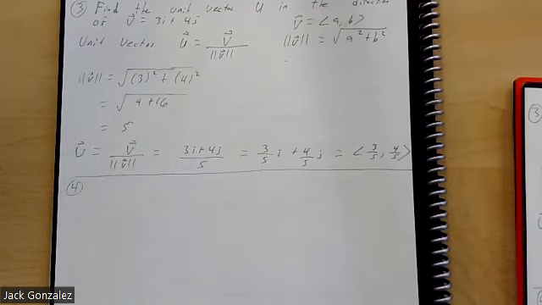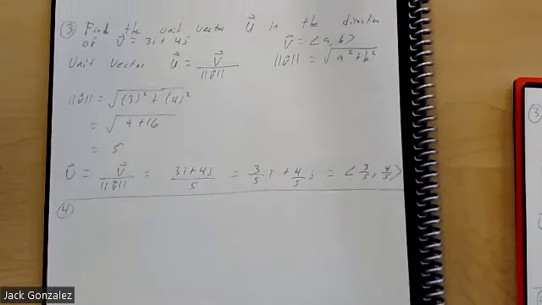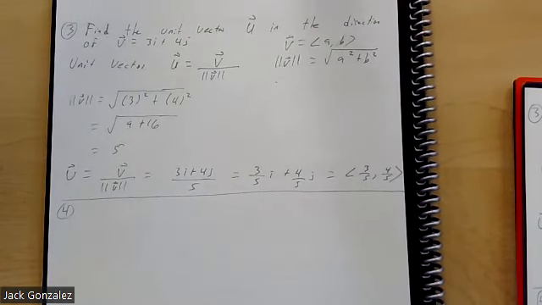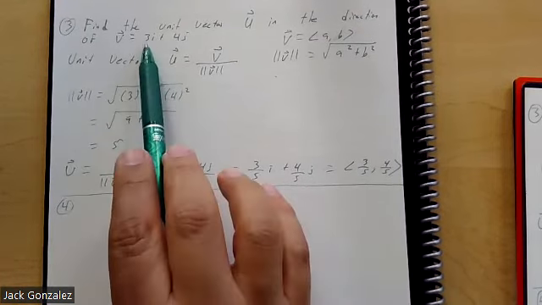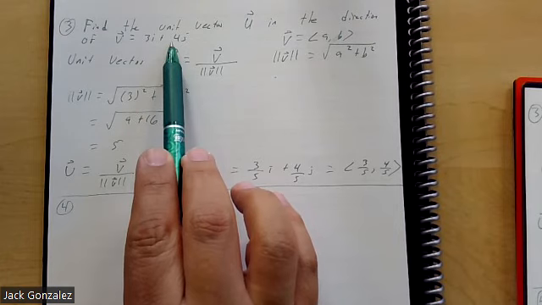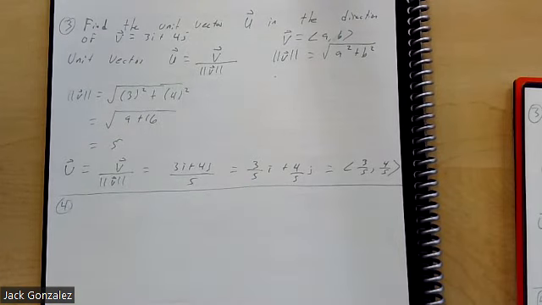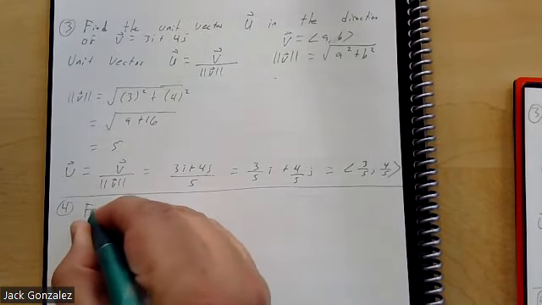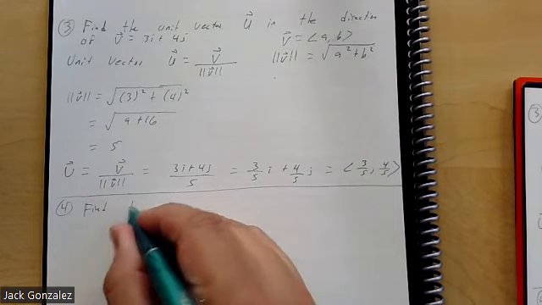Okay. What was it, 2i? The beginning? Yeah. It's 3i plus 4j. Okay. No other questions on number 3?